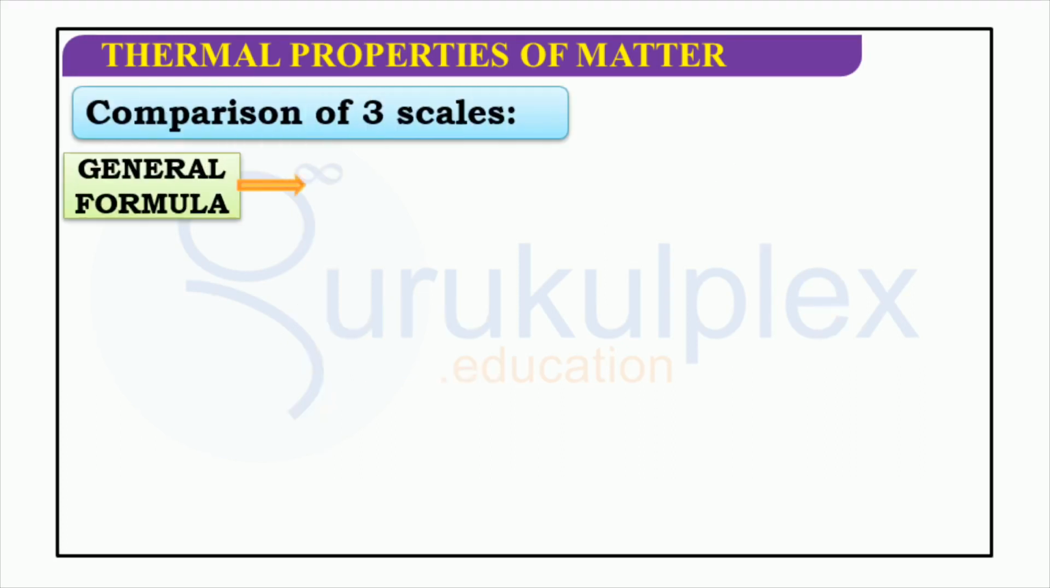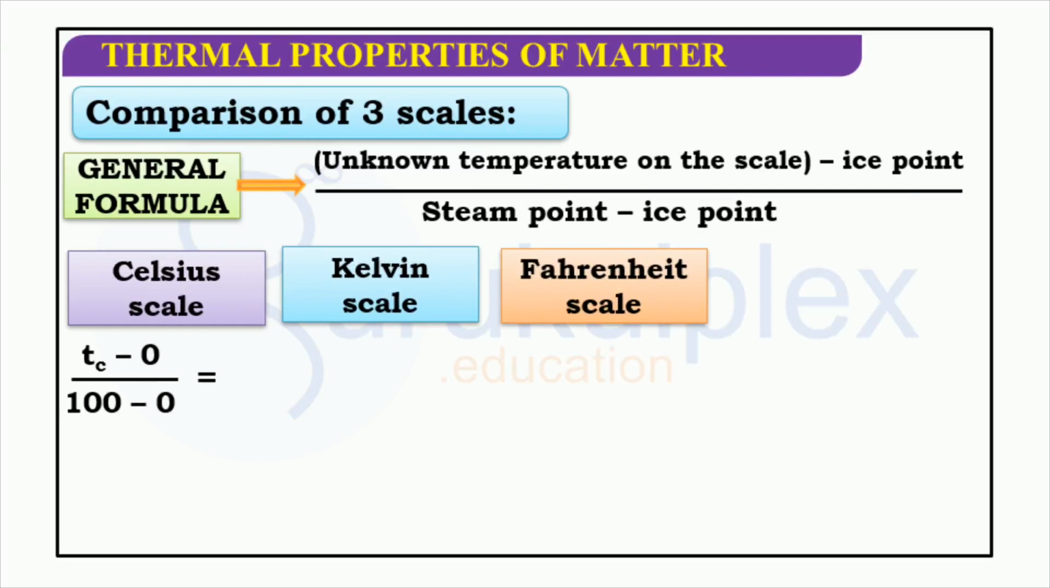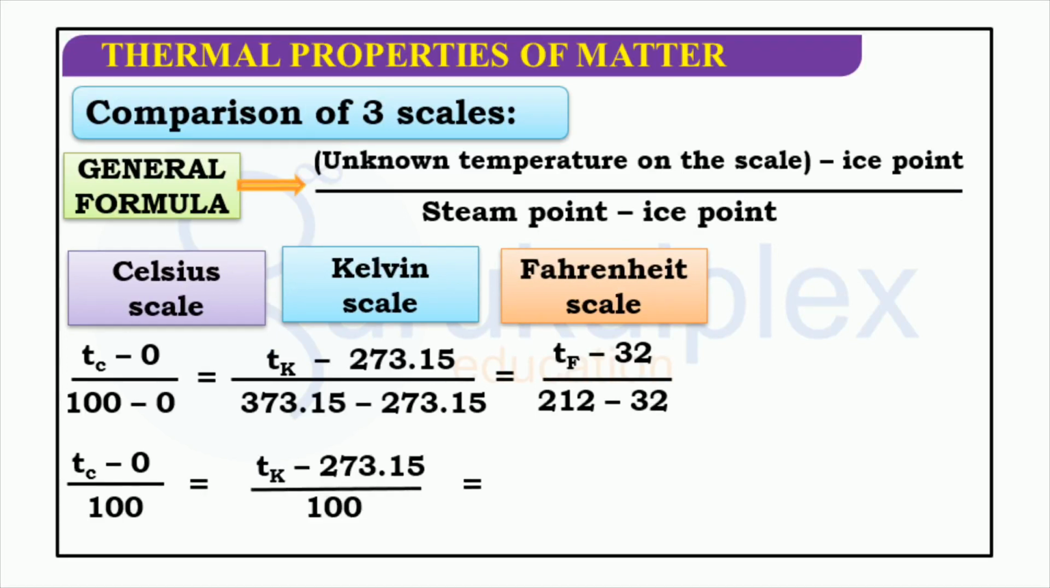We are examining 3 scales of temperature: the Celsius scale, the Kelvin scale and the Fahrenheit scale. The temperature of ice point is 0 on the Celsius scale, 273.15 on the Kelvin scale and 32 on the Fahrenheit scale. The temperature of steam point is 100 on the Celsius scale, 373.15 on the Kelvin scale and 212 on the Fahrenheit scale.